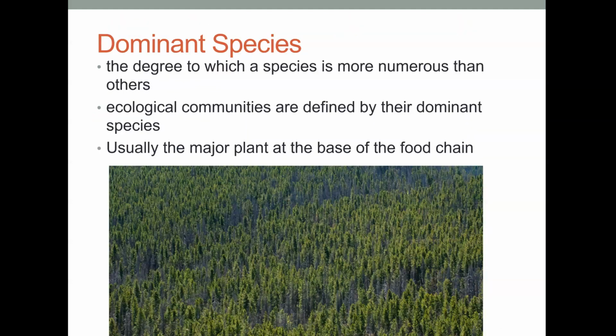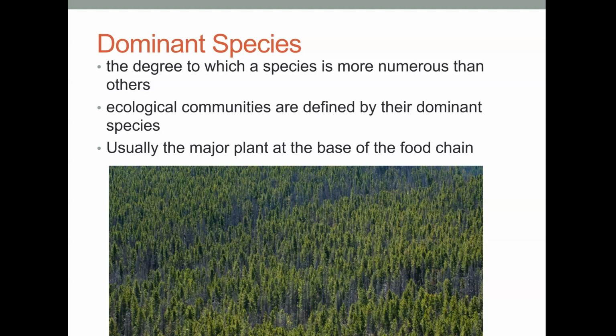Okay, so now that we know our interspecific relationships, let's zoom out again and talk about our community and how we define a community. A community can be defined by the species. Remember, it's the type of species that are there and the diversity of those species. So let's talk about a couple terms in terms of the species that live in a particular geographic region. The first one is the dominant species, and the dominant species is the species that is more numerous than others. And it usually defines that particular ecological community.